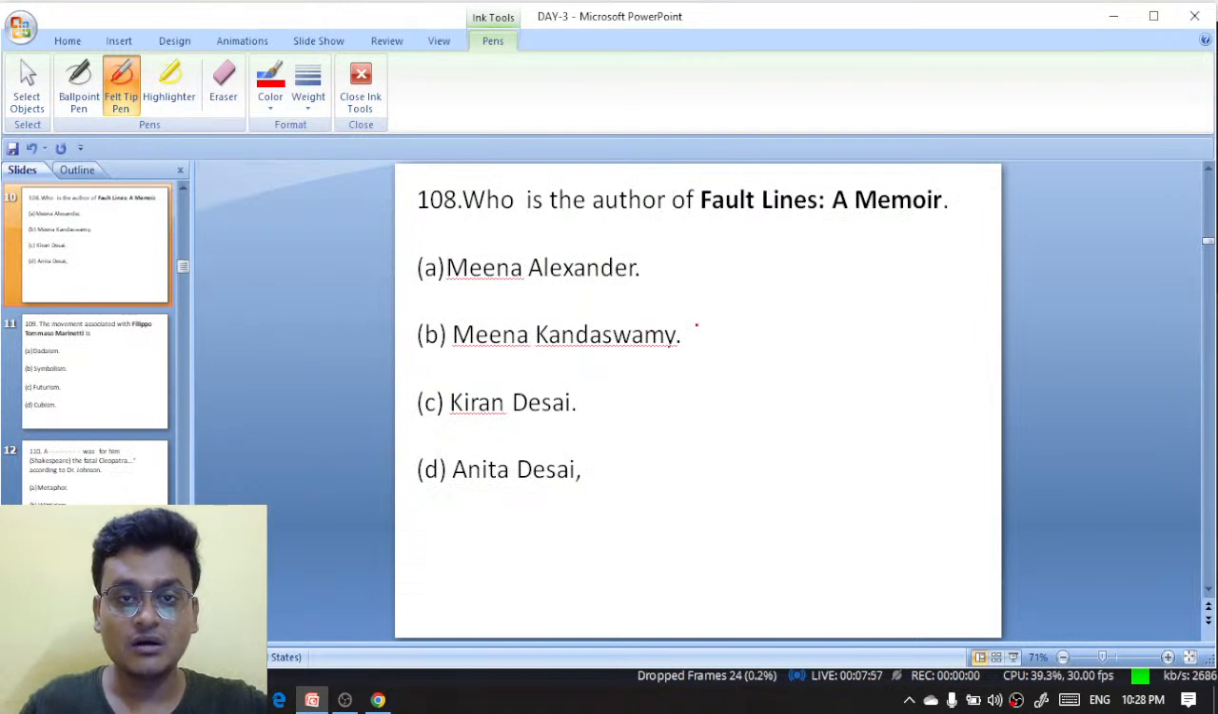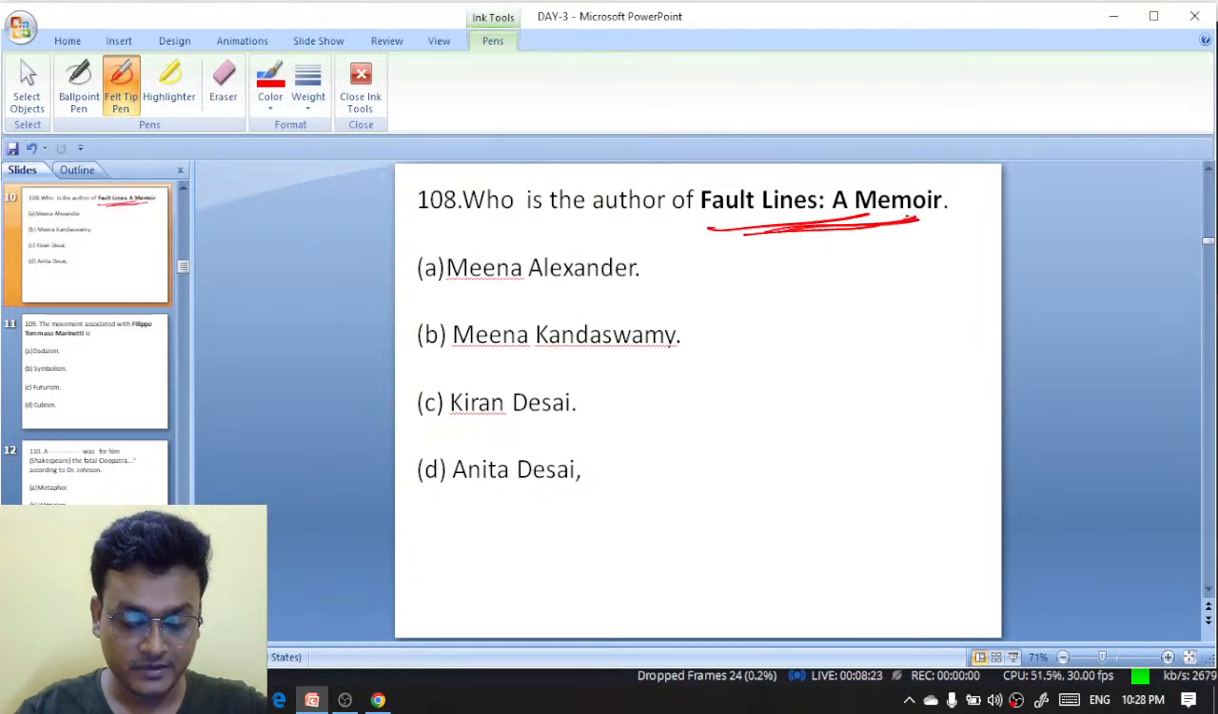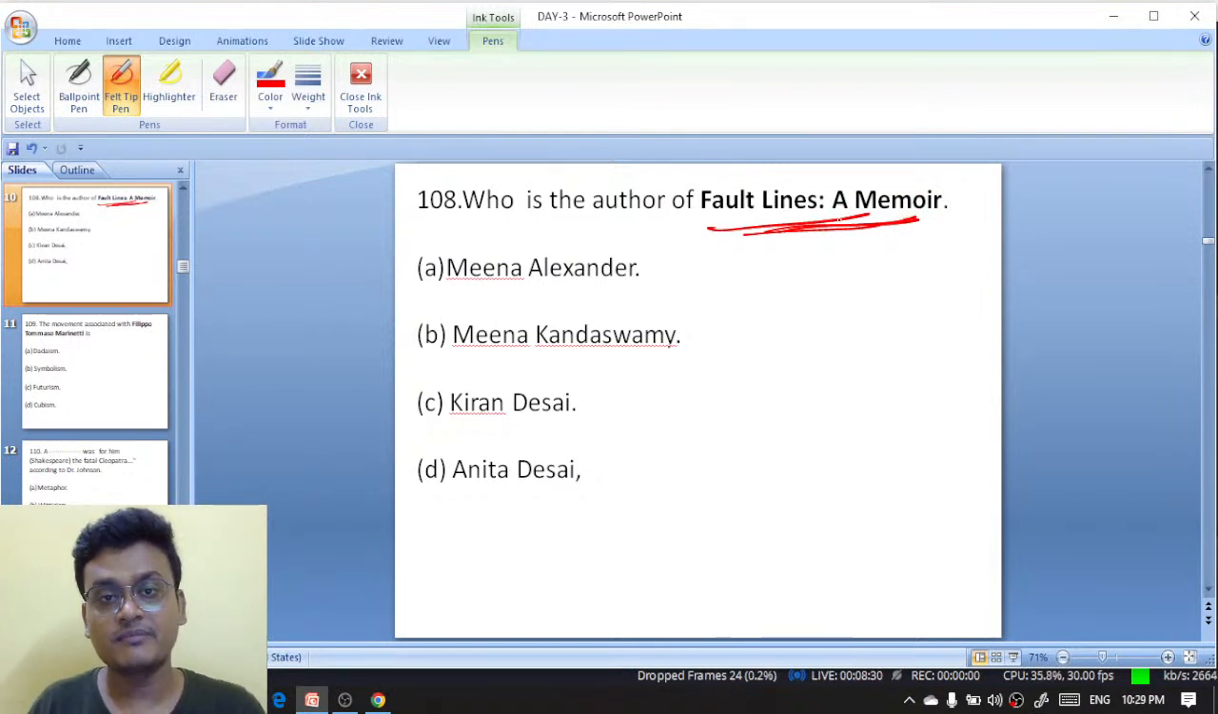Okay, next question, 108. Who is the author of Fault Lines: A Memoir? Meena Alexander, Meena Kandasamy, Kiran Desai, Anita Desai. Exactly, Lavanya, you are right. Om Prakash Valmiki has written Joothan. Absolutely fantastic. Om Prakash Valmiki's famous work is Joothan.